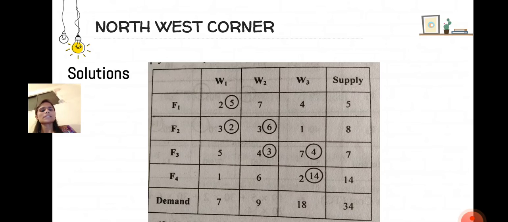The third step: since the supply at factory F1 is exhausted, move to the cell F2 and W1. The fourth step is to choose the minimum of 8 and 2, so we allocate 2 units to the cell F2 and W1. The fifth step: since the requirement is satisfied at W1, move to the cell F2 and W2, and allocate the minimum of 6 and 9 to cell F2 and W2, for example 6 units.